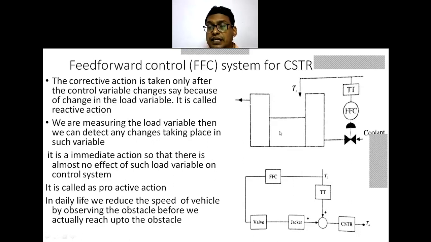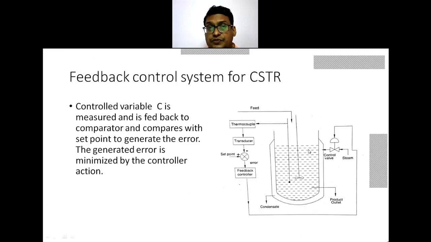In case of a CSTR, that is continuous stirred tank reactor, the corrective actions are based on this coolant flow rate and the coolant temperature. There is a coolant flow rate measurement, and we are measuring the temperature of the inlet fluid which is coming in. We are measuring the temperature of a fluid which is entering. In the feedback case, we are measuring the temperature of a product which is going out, that means the temperature of the fluid in the reaction vessel. However, in feed forward control, we are measuring the temperature of this feed.